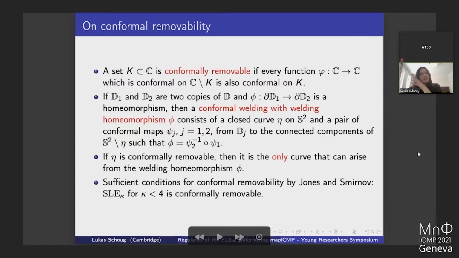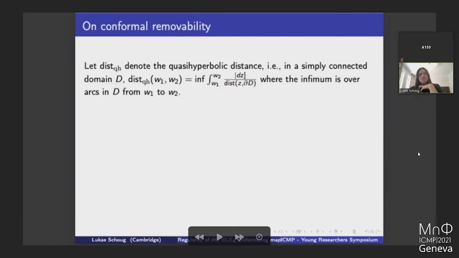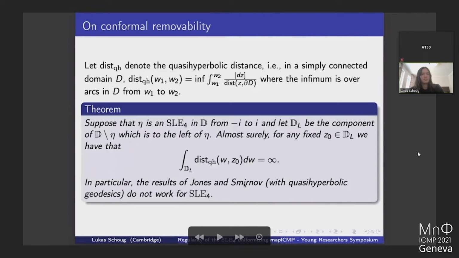However, it's an open question whether SLE4 is actually conformally removable. And our first result is somehow discussing this problem. So you can basically ignore this. If you don't know what quasi-hyperbolic distance is, then fine, read it, but it's not really important to understand.